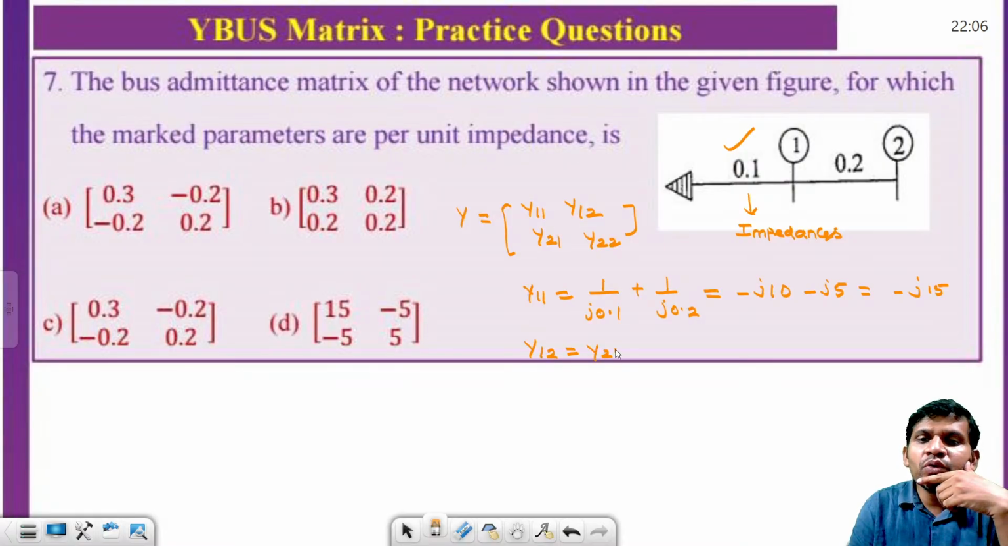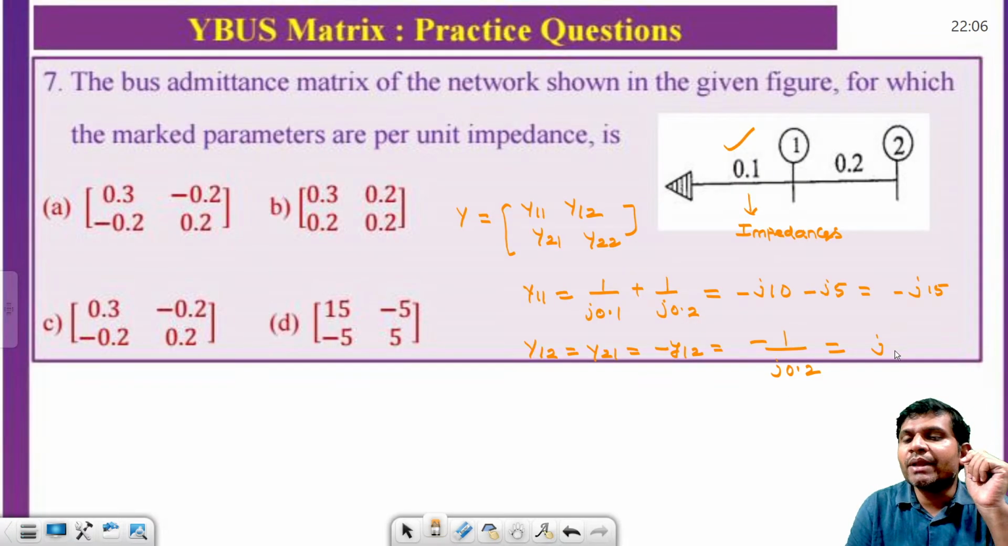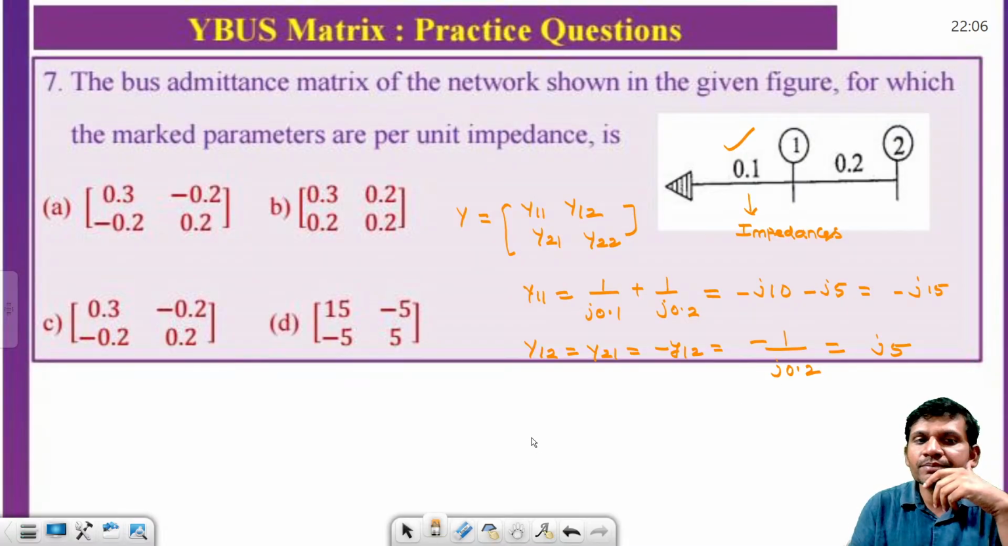What is y12? y12 equal to y21 equal to minus y, minus 1 by j0.2. This is how much you can get, students. Minus into minus, plus, this is 10 by 2, j5 equal to j5. Then what is y22? y22 equal to 1 by j0.2 is equal to minus j5.